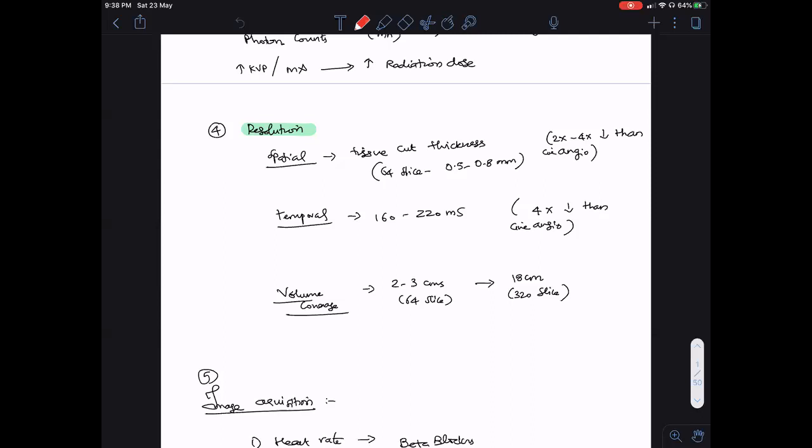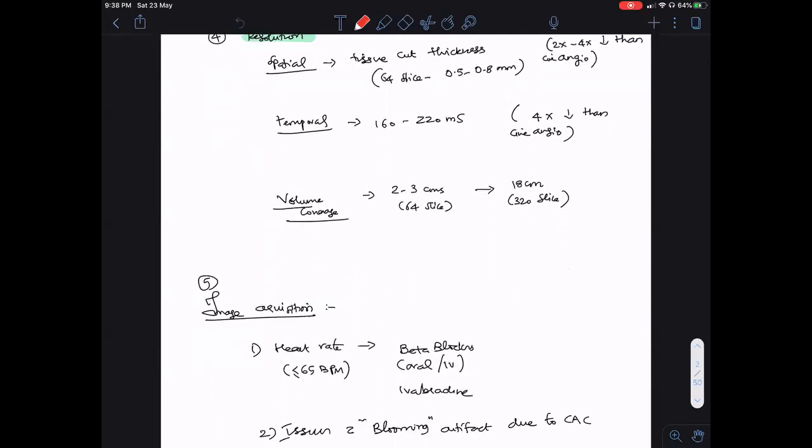And temporal resolution is of importance when we are talking about things like 4D scans, which is again very important in the TAVI era. So volume coverage, as I said, 2 to 3 centimeters in the 64 slice CT systems to now about 18 centimeters in the 320 slice. So that means the gantry does not need to move a lot. And in very little time, we can actually achieve a good volume of the heart and then further reconstruct.